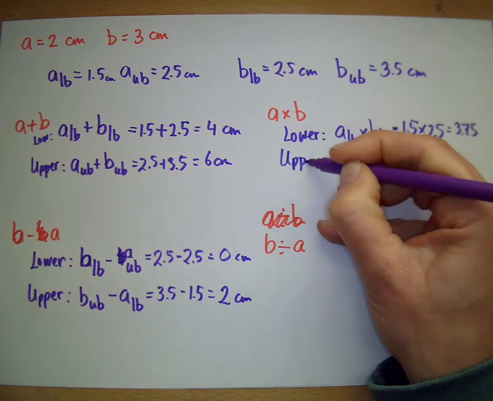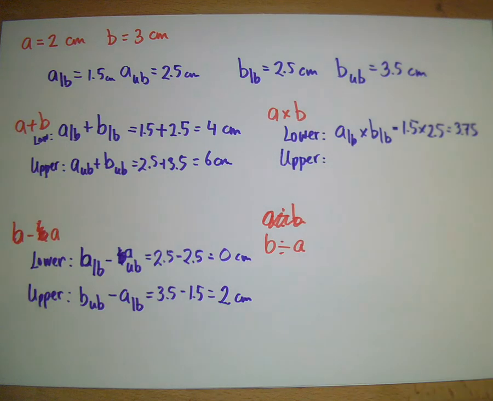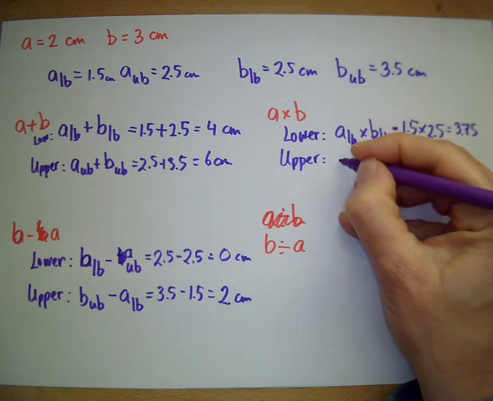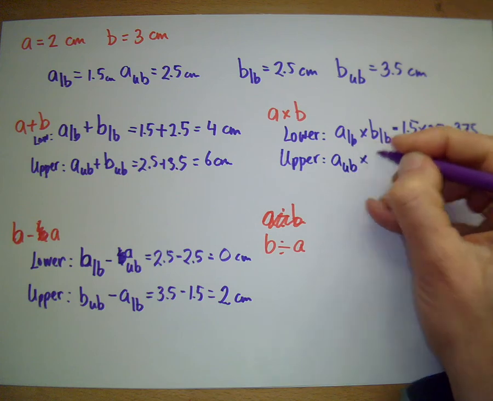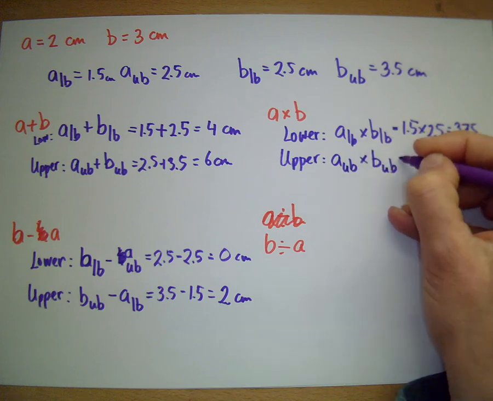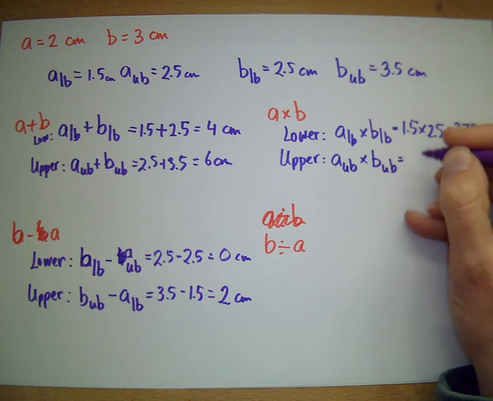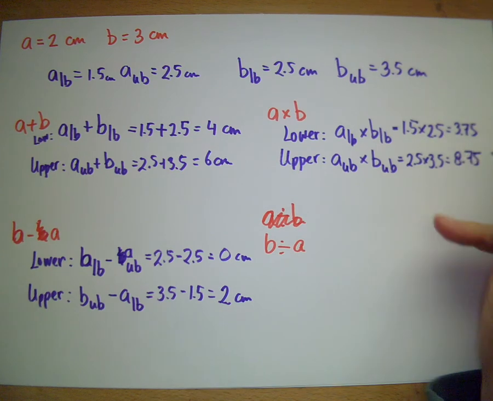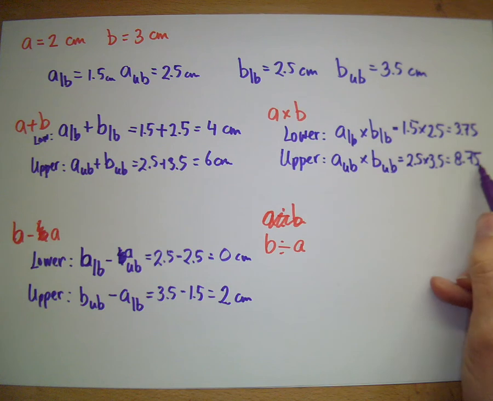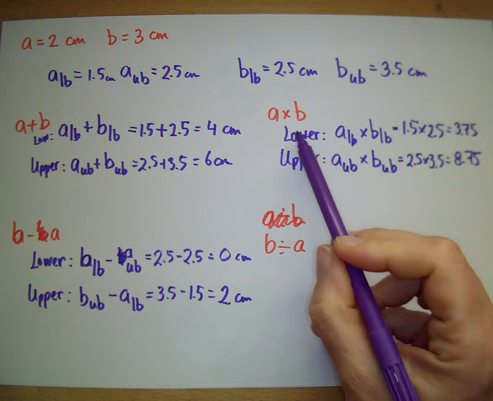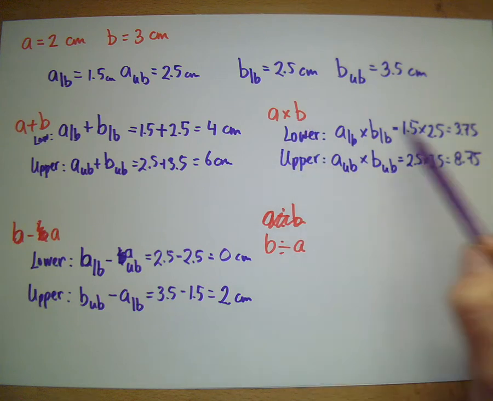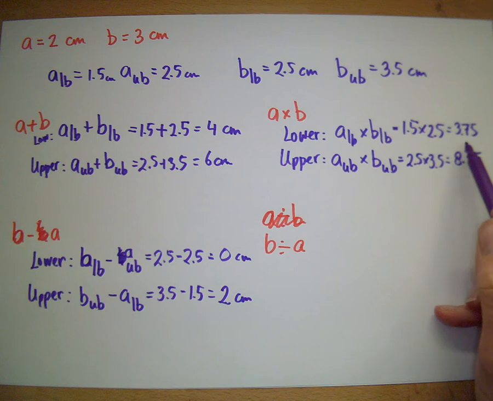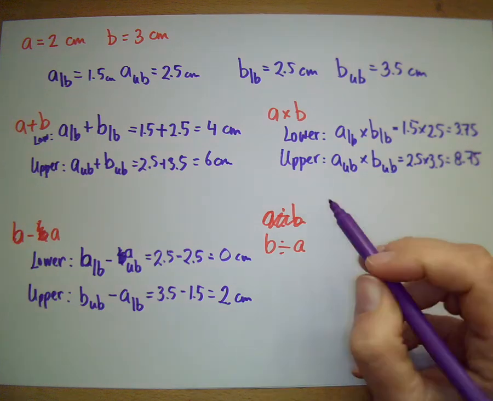To get the upper bound of the product of A and B, how to get the highest product, we want both numbers to be big. So both numbers' upper bound, which would be 2.5 times 3.5. How much is that? We need our calculator, or we take a minute. It's 8.75. The difference between the lower bound of the product and the upper bound of the product is 5. So that makes a difference.